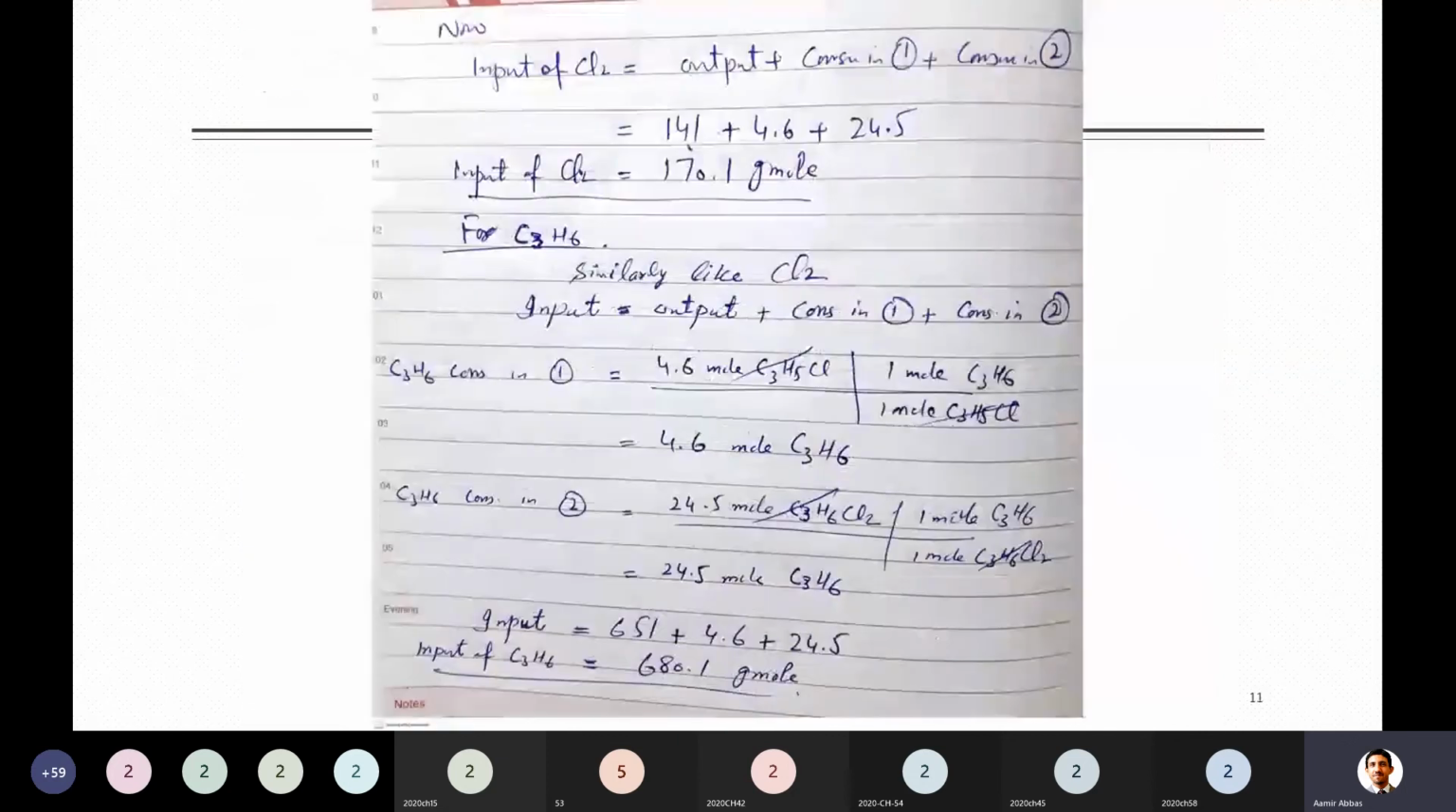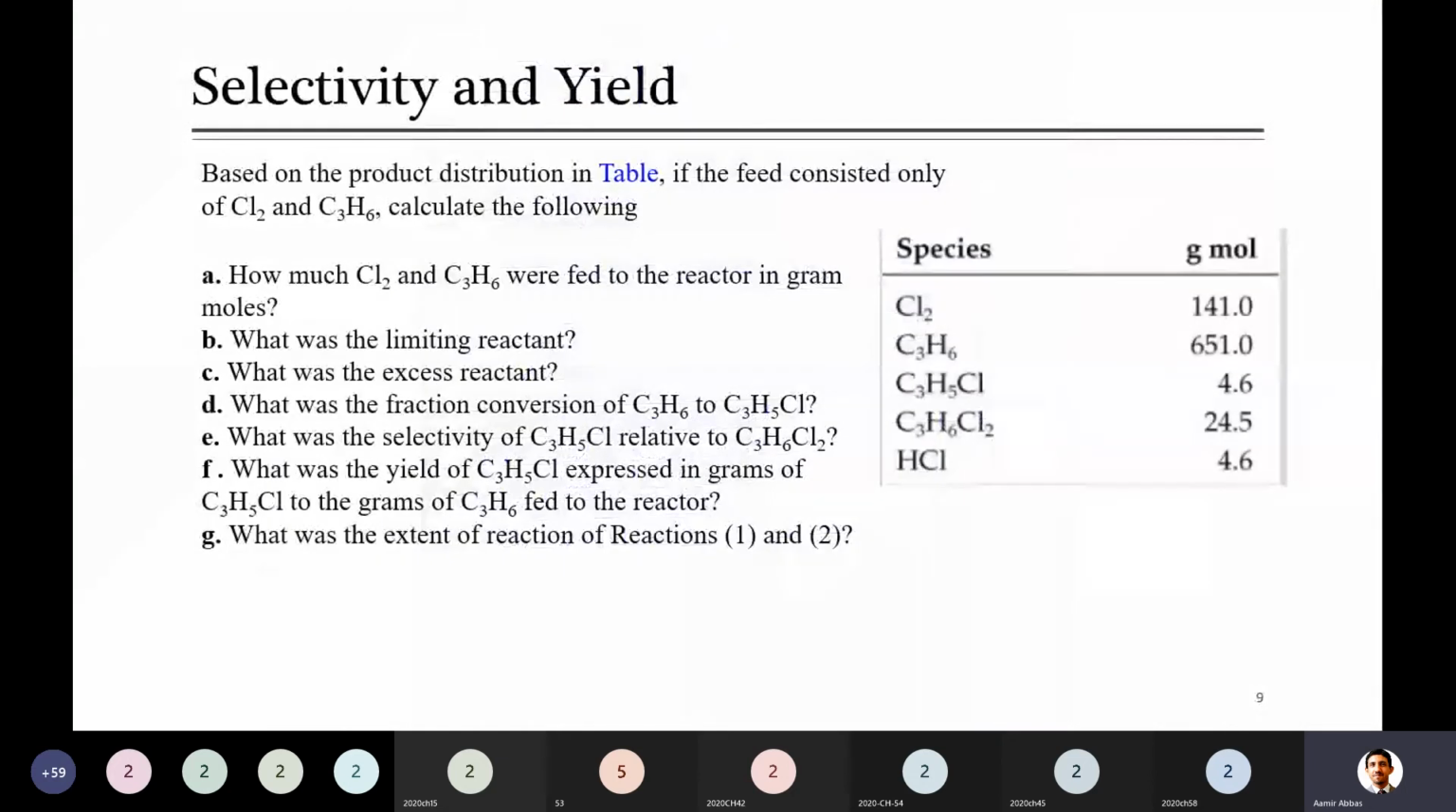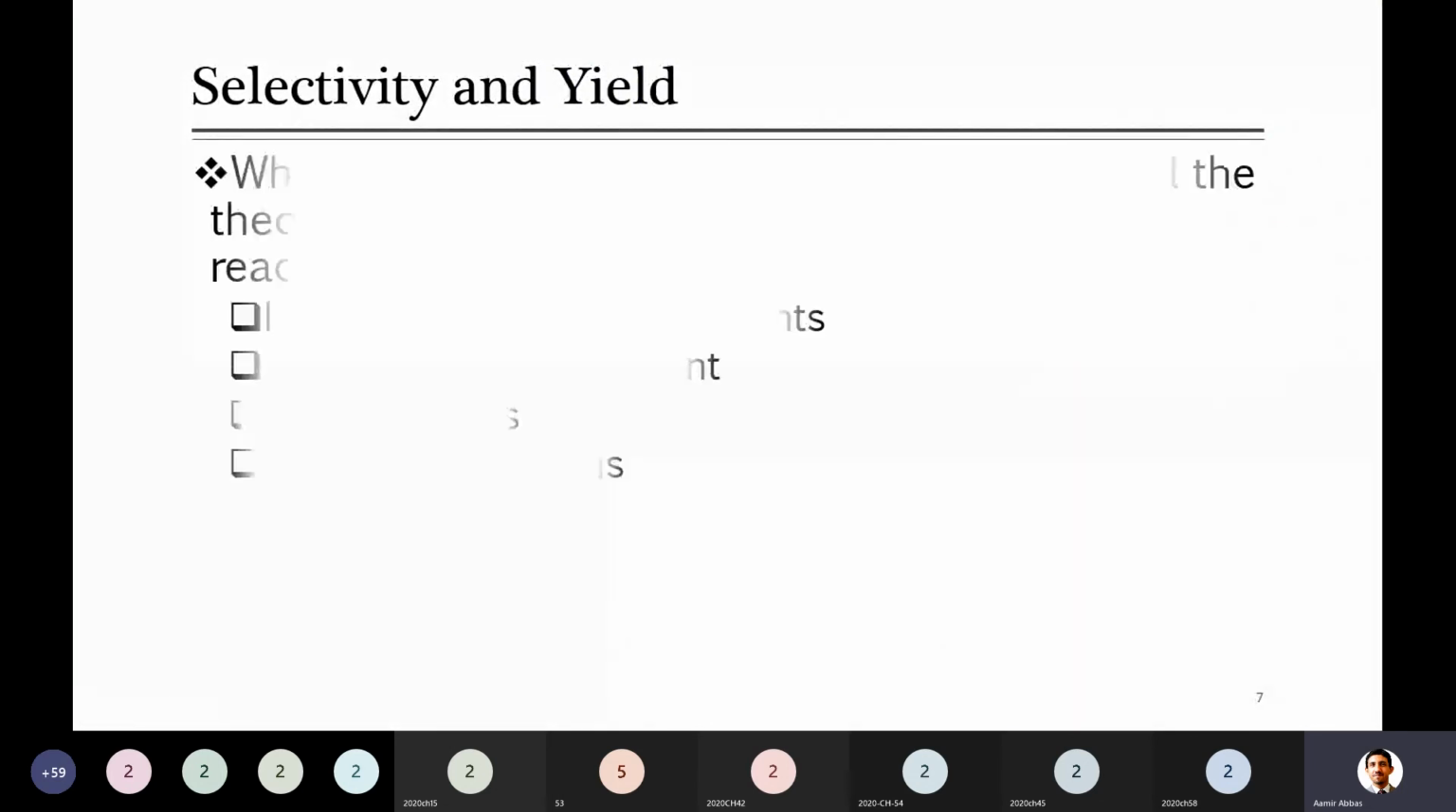The last part was to find the extent of the reaction. What was the extent of reaction 1 and 2? So can you find the extent of these reactions 1 and 2?